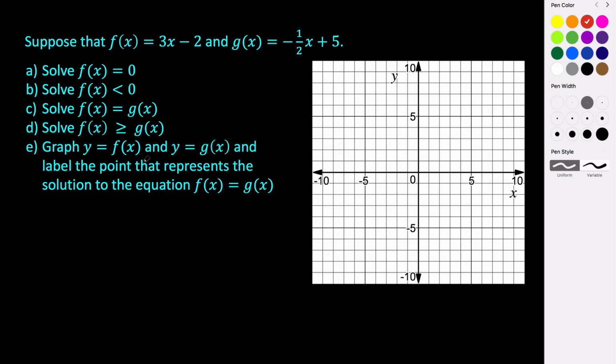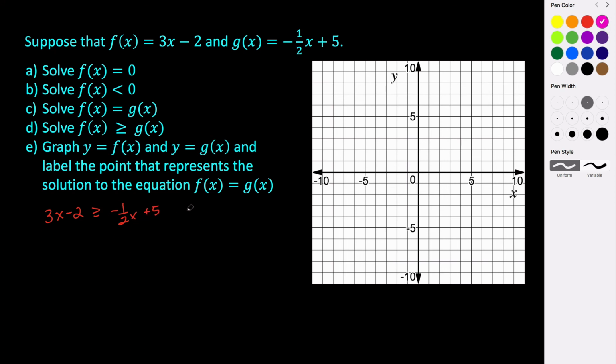than or equal to g of x. So algebraically, we are going to do a very similar thing to what we did in the previous part, except now we're figuring out where it is greater than or equal to. So 3x minus 2 is greater than or equal to negative 1 half x plus 5.